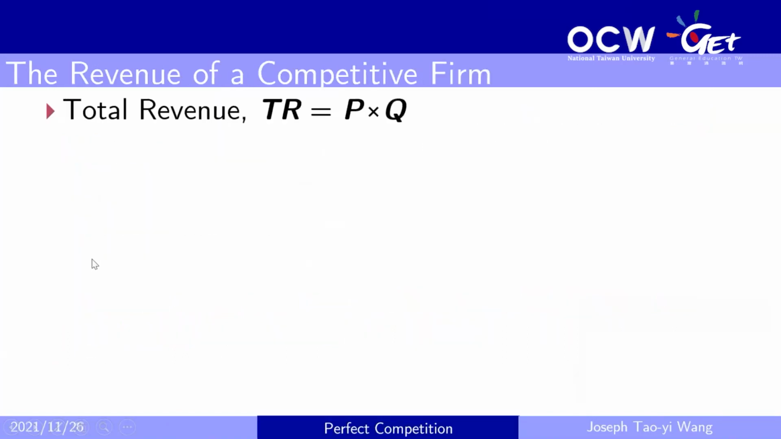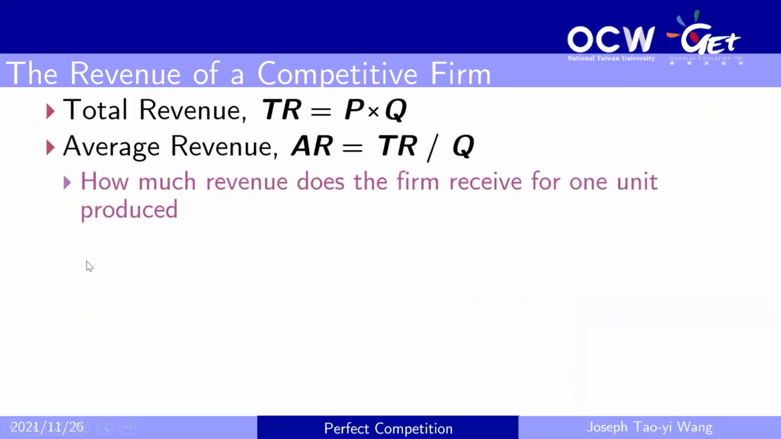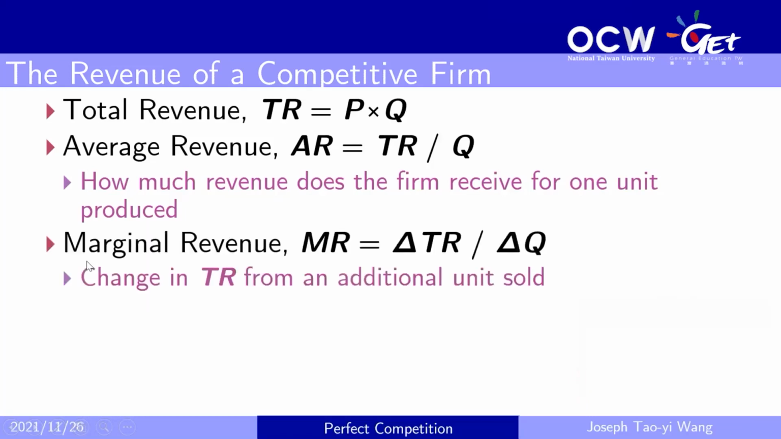All right, so let's look at the revenue side of a competitive firm. So total revenue is price times quantity. The key thing here is that because you are in a competitive market, price is fixed. It's the fixed market price. And so you have to decide how much quantity you want to sell. Just like you have total cost and average cost, we have total revenue and average revenue, which is you divide total revenue by quantity. And then you have marginal revenue.